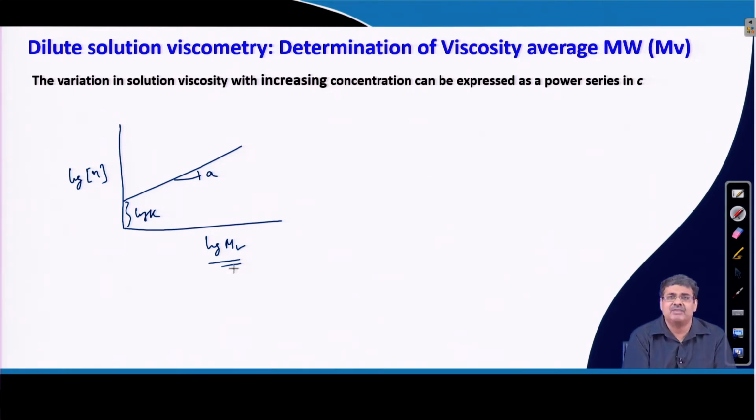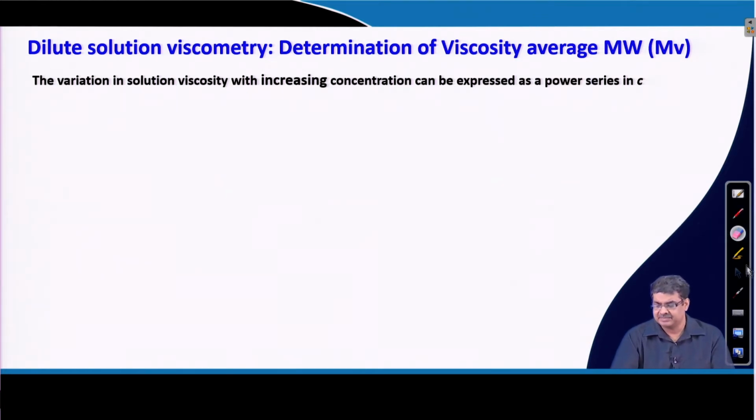Hence, this technique of determining molecular weight depends on a calibration curve which needs to be constructed by determining the molecular weight of a set of polymer samples using other techniques, which means this is a relative technique, not an absolute technique, because it depends on a calibration curve which needs to be constructed using a set of polymers of known molecular weight which need to be determined by some other techniques. Hence, it is a relative technique.